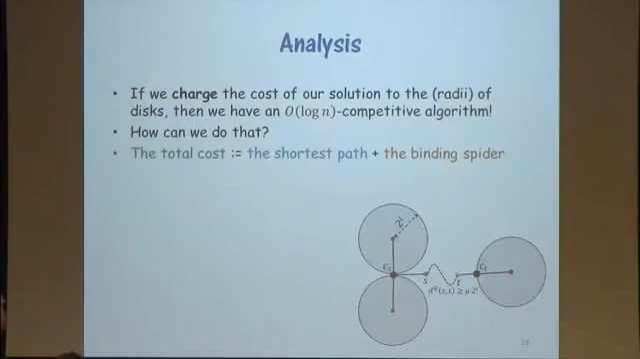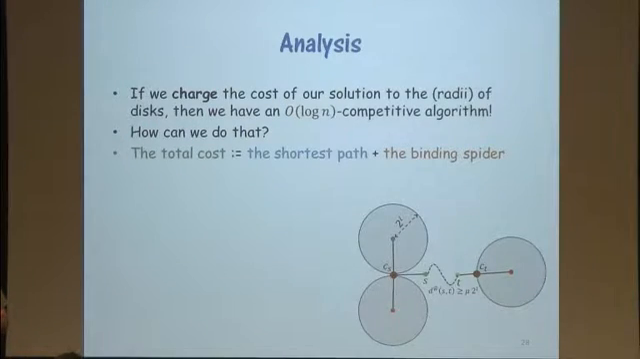If it doesn't have any overlap, you're done. If there is an overlap, you try it for T. If again there's an overlap, then you will just buy these binding spiders. That's it. You don't put any disk. Instead, you buy these binding spiders.